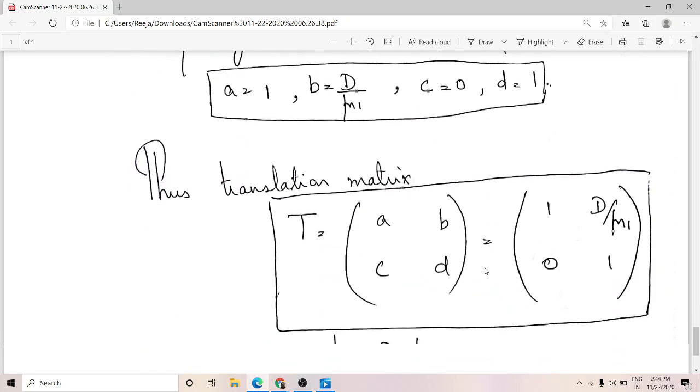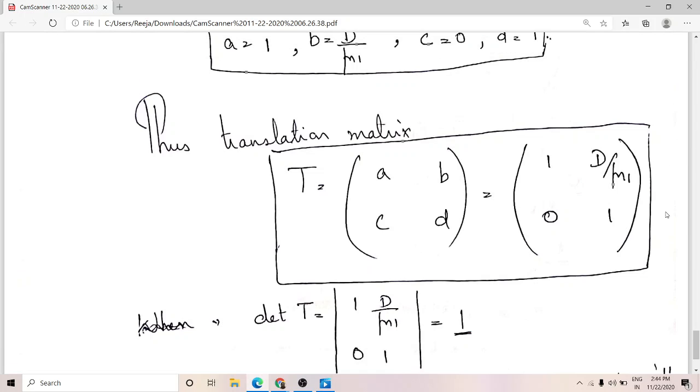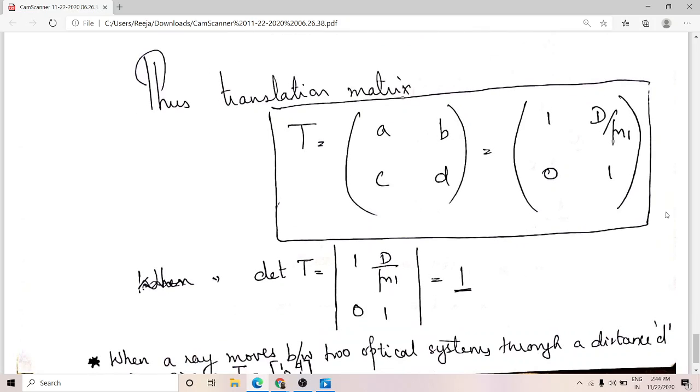So the translation matrix can be specifically written as T is equal to 1, D by mu 1, 0 and 1. So this is the translation matrix which must act on any incident ray column matrix, so that you get the final column matrix of the final ray after translation. So for finding out the final position or the final ray vector after translation, you have to make this translation operator act on your incident ray vector x1 lambda 1. Okay, so this is the exact representation of the translation matrix.